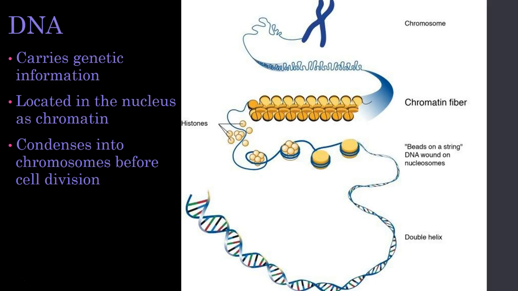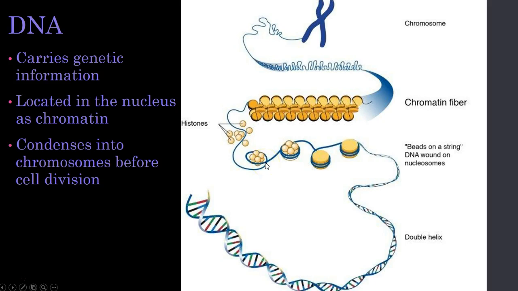And in order for us to understand how cell differentiation works, we first need to understand DNA, genes, and protein synthesis. So DNA is deoxyribonucleic acid, and it carries genetic information on its structure. DNA is usually located in the nucleus, and it's called chromatin, which is loosely condensed genetic material. This chromatin then condenses with the help of histones into what's called chromosomes just before cell division.